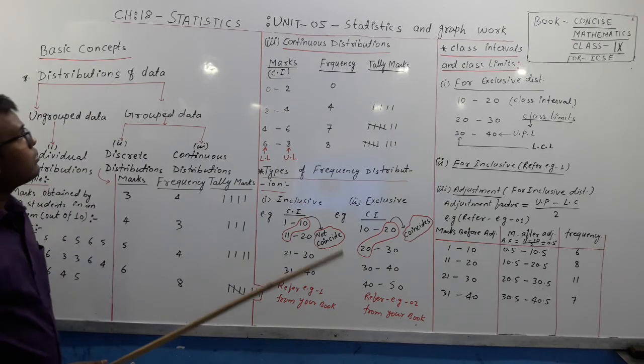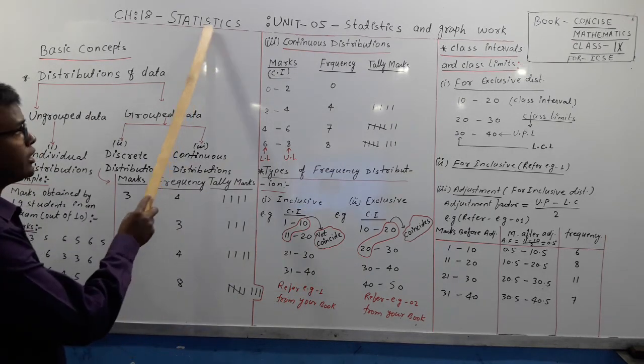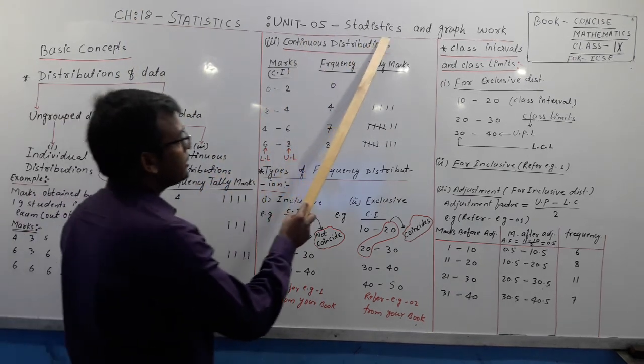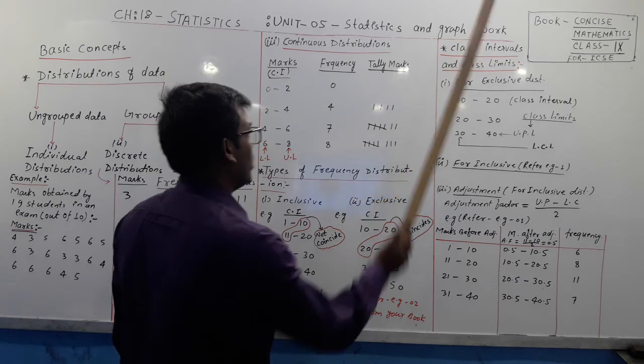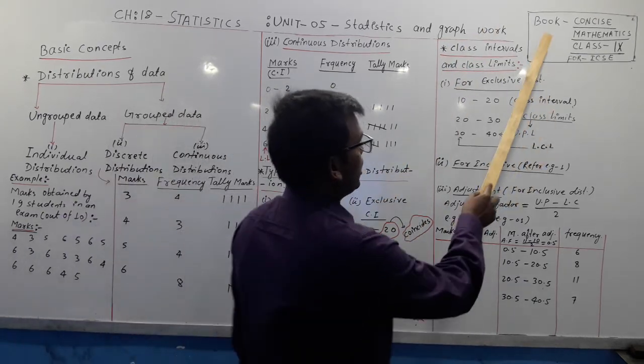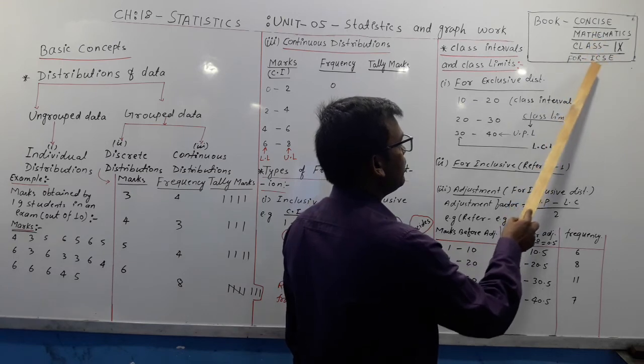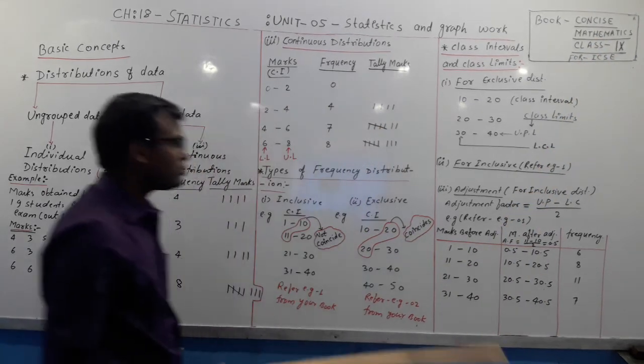Today we will start with the topic statistics, chapter number 18, unit 5, statistics and graph work. You follow the book Concise Mathematics Class 9 for ICSE.